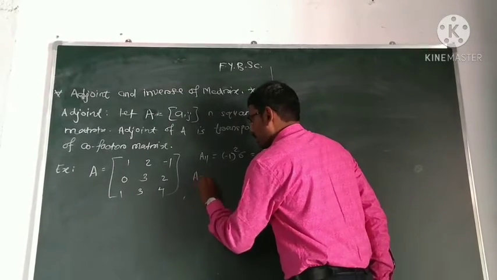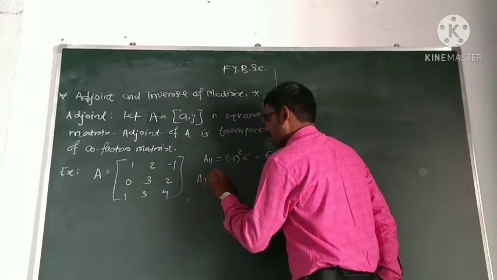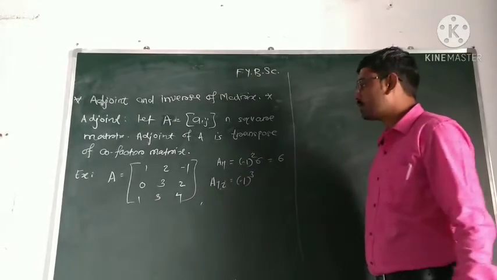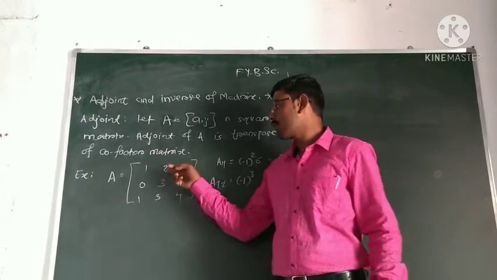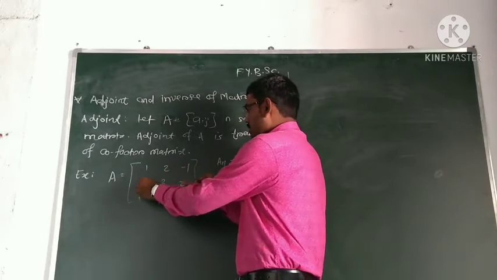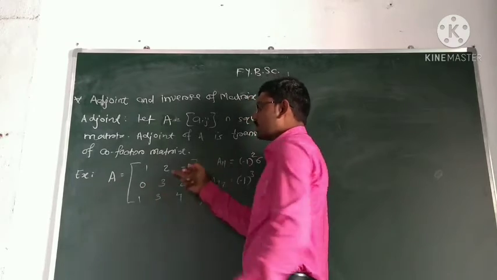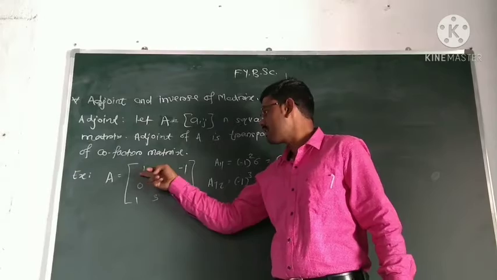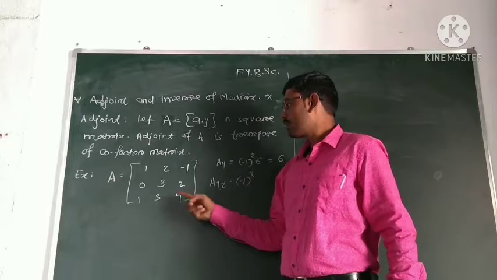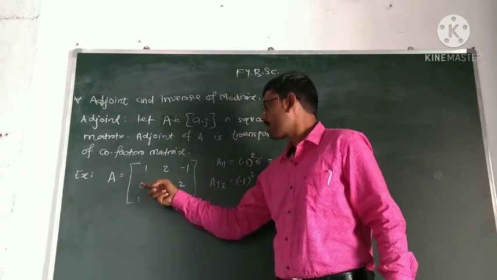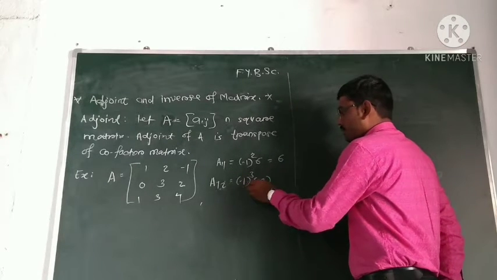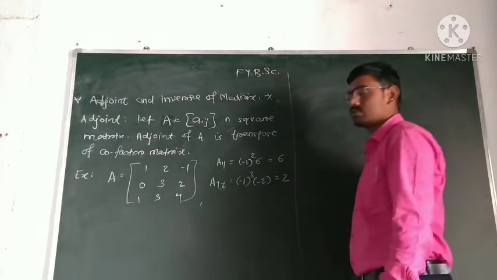Then A12. This is equal to minus 1 raised to power 1 plus 2, which is 3, into minor of A12. What is the minor of A12? The minor of this element is the determinant of the matrix 0, 2, 1, 4. Why? Because to find the minor of this element, you have to delete this row and this column. So the elements remaining are 0, 2, 1, 4. The determinant is 4 into 0 is 0, minus 2 into 1, so minus 2. And minus 1 cubed is minus 1, into minus 2 is plus 2.